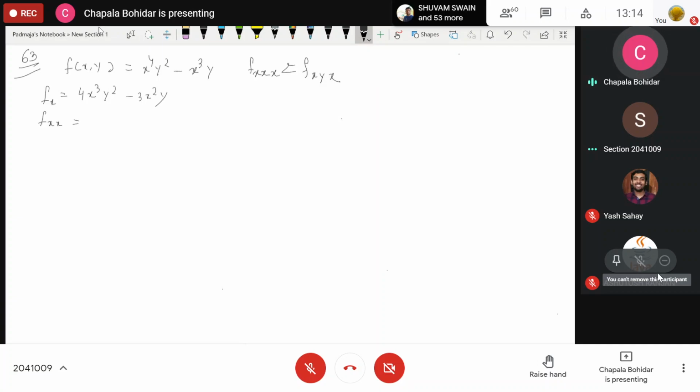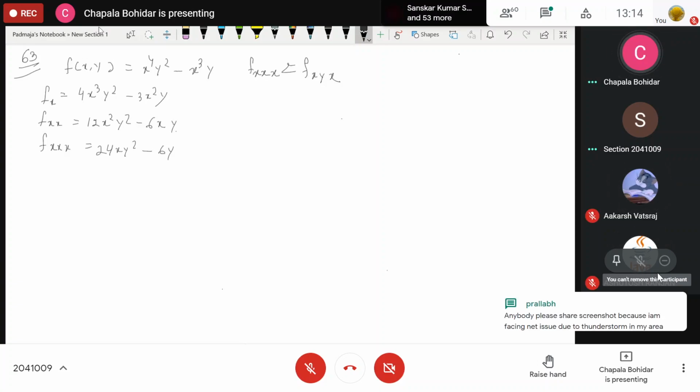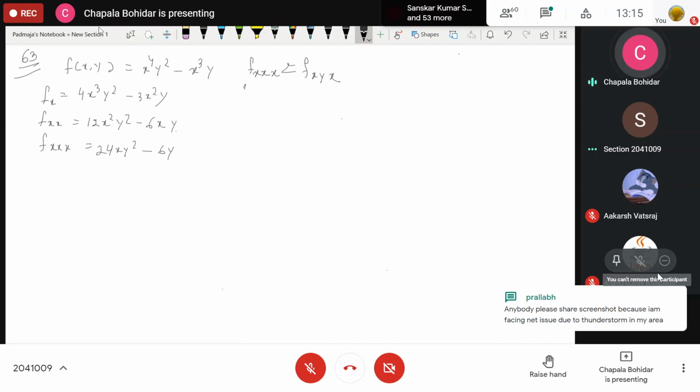f_xx is equal to 12x square y square minus 6xy. Then f_xxx is equal to 24x y square minus 6y. You have got it? This value? Yes, ma'am, got it.